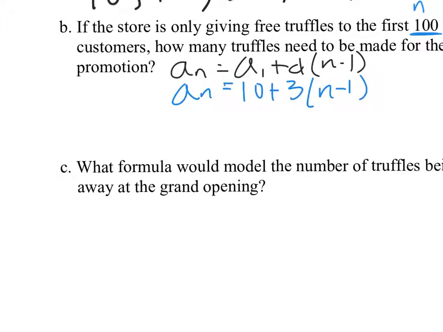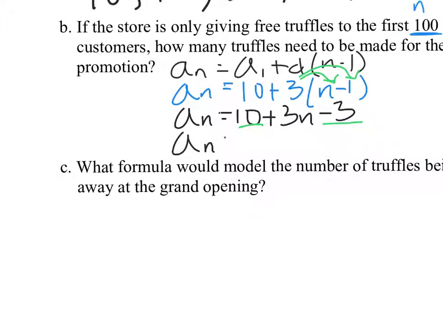Okay, and then we distribute the 3 to the n and the negative 1. And we get a sub n equals 10 plus 3 times n is 3n. And 3 times negative 1 is negative 3. And then we combine our like terms, 10 and negative 3. So 10 minus 3 is 7. Our answer is a sub n equals 3n plus 7, because 10 minus 3 is 7. So that's where we got that 7 from.